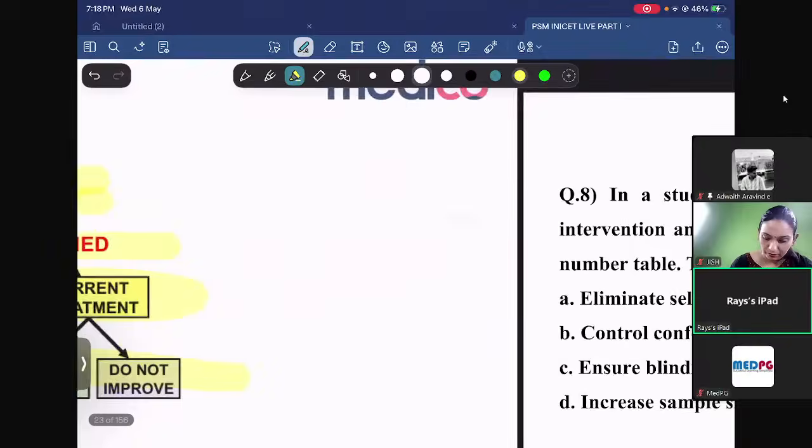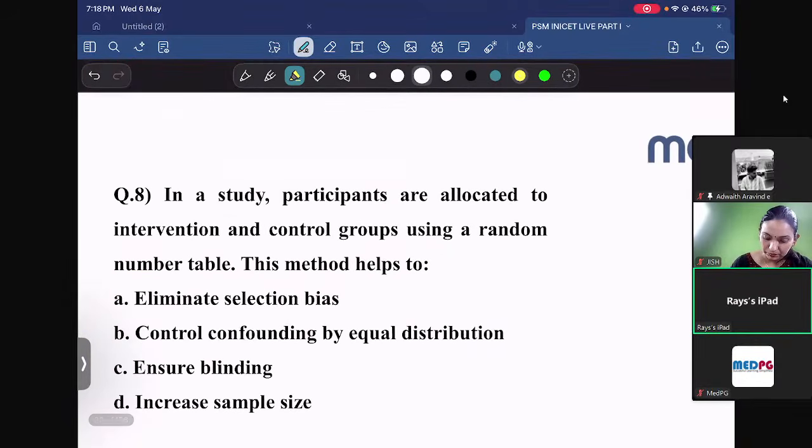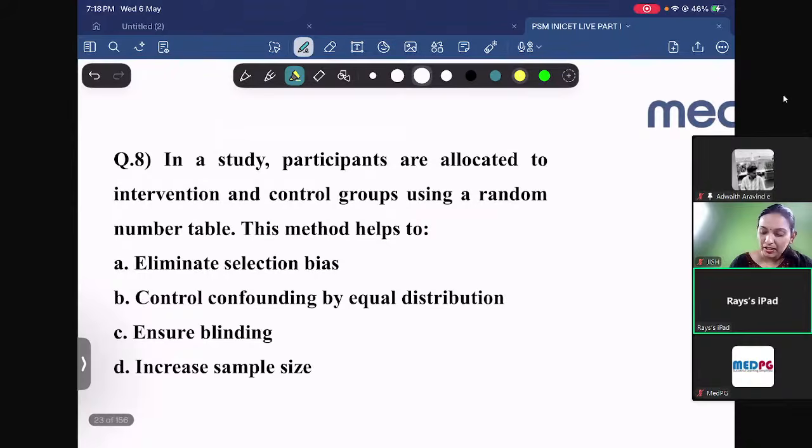Next question. In a study, participants are allocated to intervention and control groups using a random number table. So this random number table is nothing but a method to do randomization. Okay. So what does this do? Basically, the question is, what does randomization do? Or what is the use of randomization? We just tweaked and asked you. Okay. Options are eliminate selection bias, control confounding by equal distribution, ensure blinding, and increase sample size.